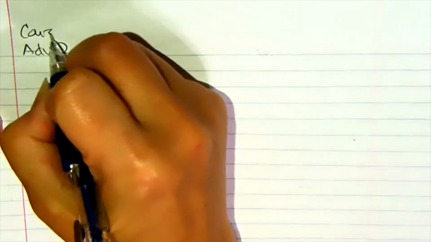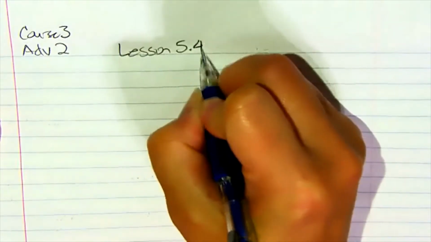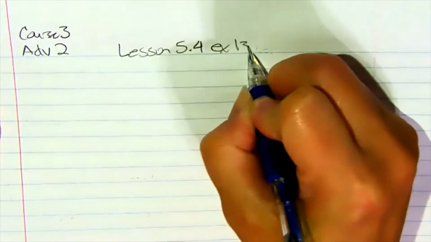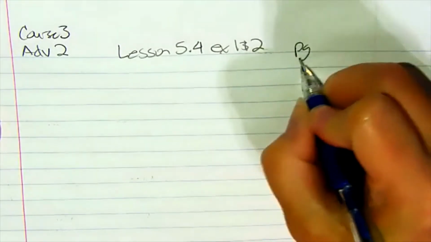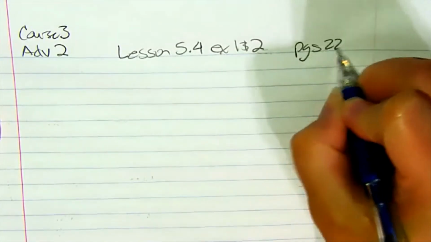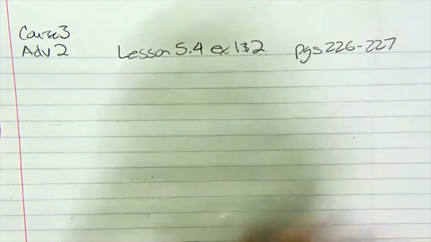Okay, if you are in 7 Excel, we are working from the Advanced 2 textbook. If you are in Math 8, we are working from the Course 3 textbook. We are doing lesson 5.4, examples 1 and 2, and it can be found on pages 226 to 227.